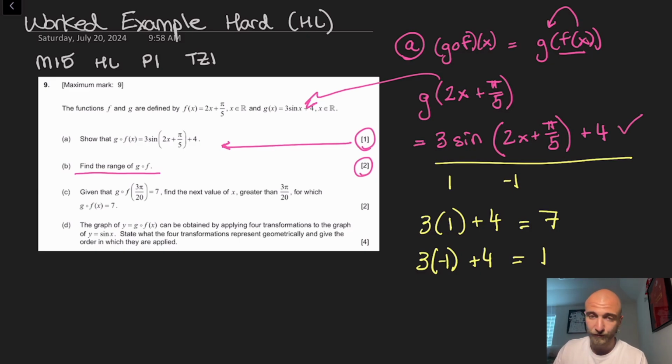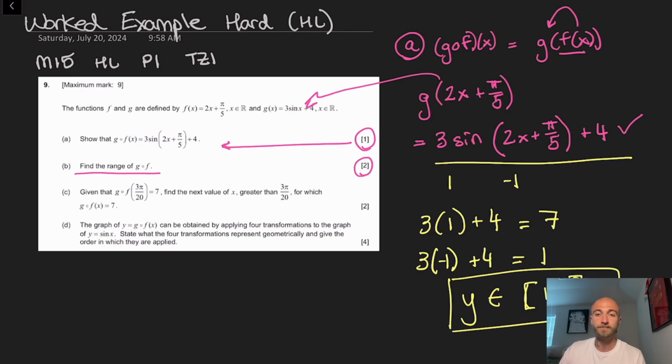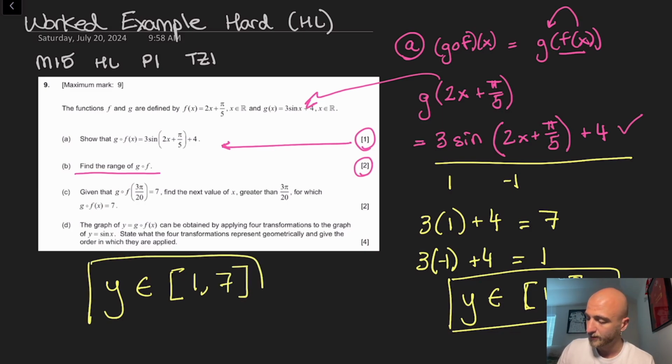So the range of values that are feasible for this function, y, is all the numbers between 1 and 7, inclusive. I should be putting square brackets here to show that y is all values between 1 and 7. Oh, it's not even in frame. Let's fix that. y is all values between 1 and 7. There we go. There's the range for this composite function.